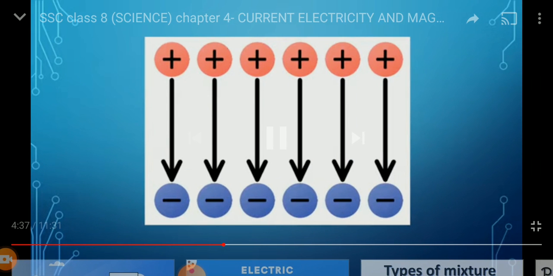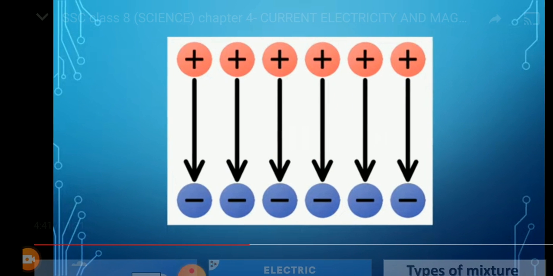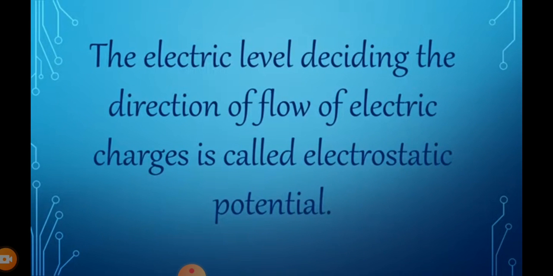Similarly, there is a tendency of the positive charge to flow from a point of higher electric level to a point of lower electric level. The electric level deciding the direction of flow of electric charges is called electrostatic potential.